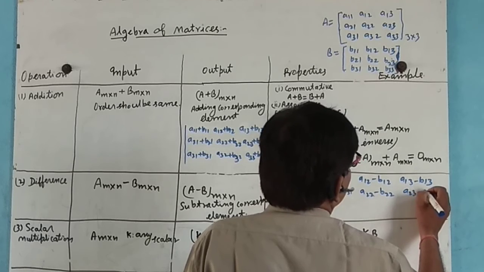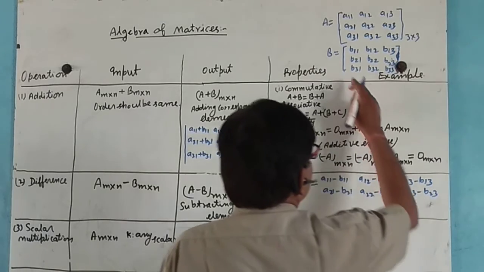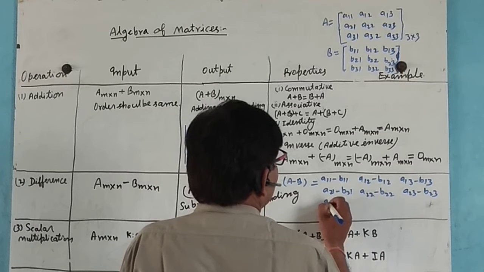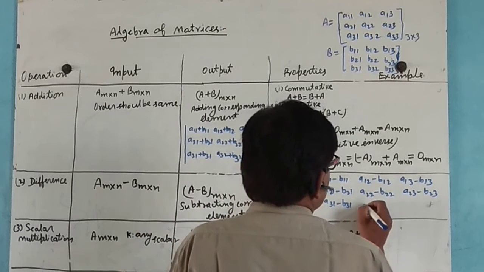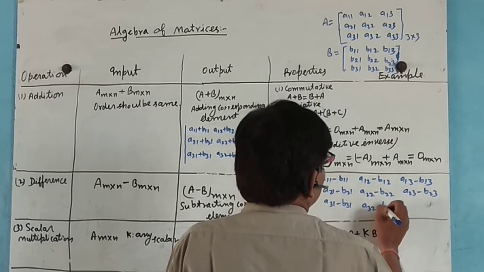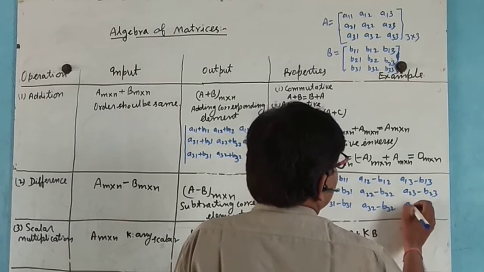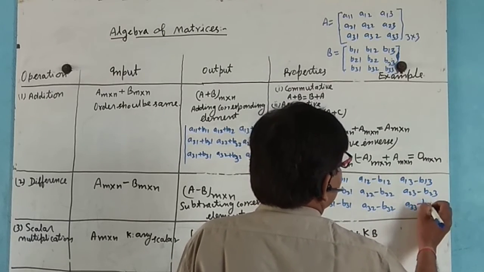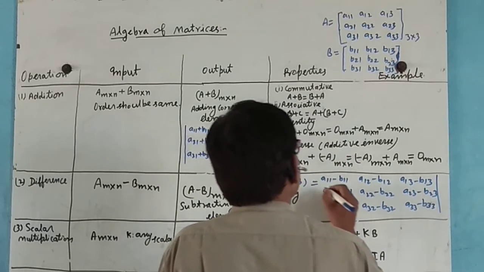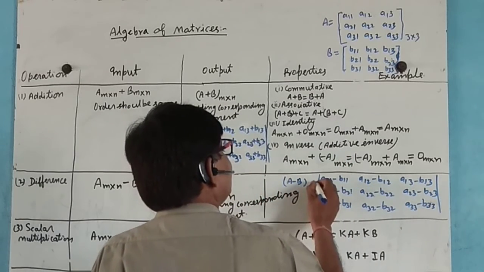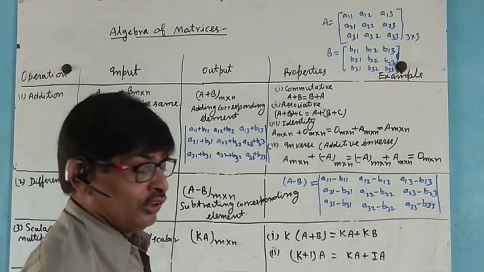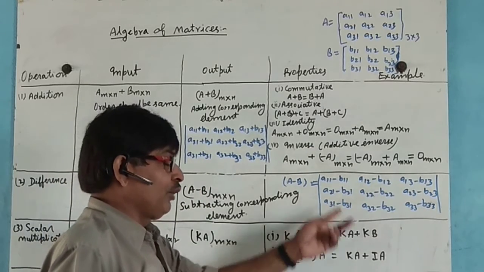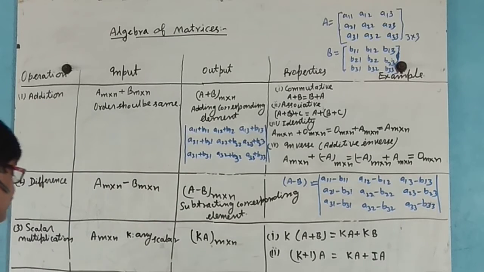A23 minus B23. Similarly, A31 minus B31, A32 minus B32, A33 minus B33. This is a matrix of the same order, because for this we subtract the corresponding elements.